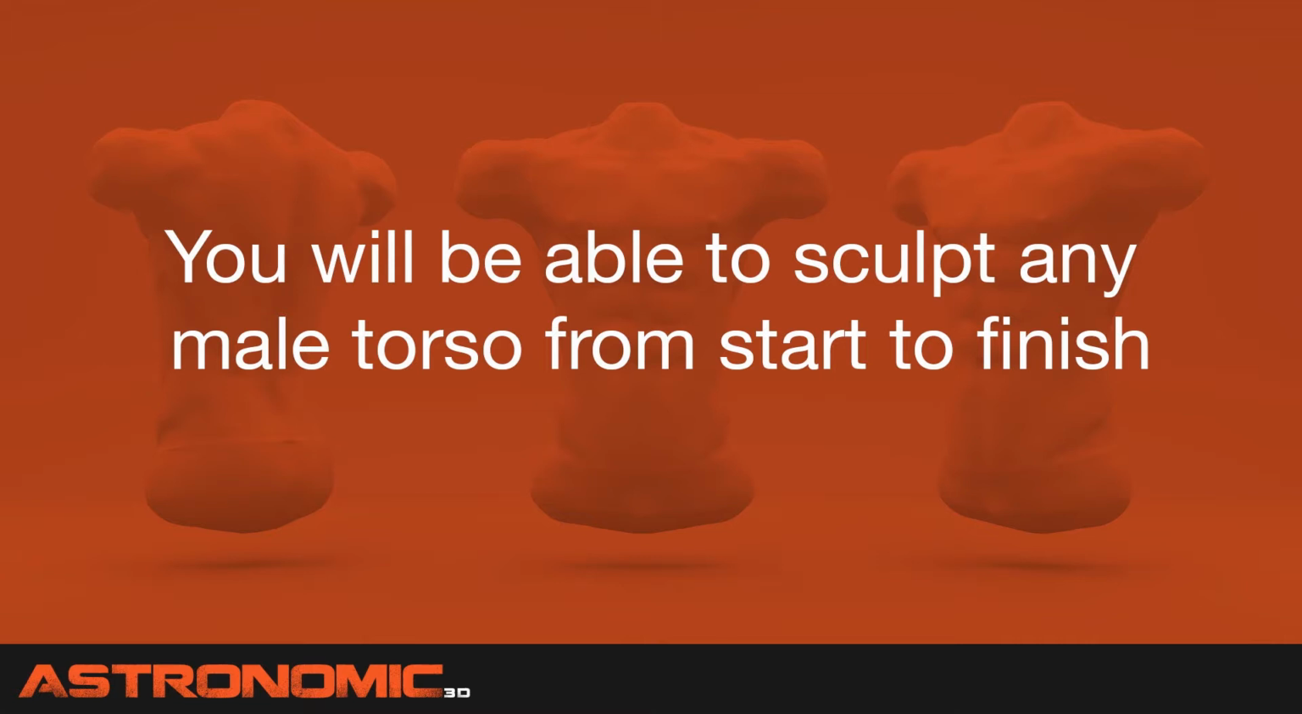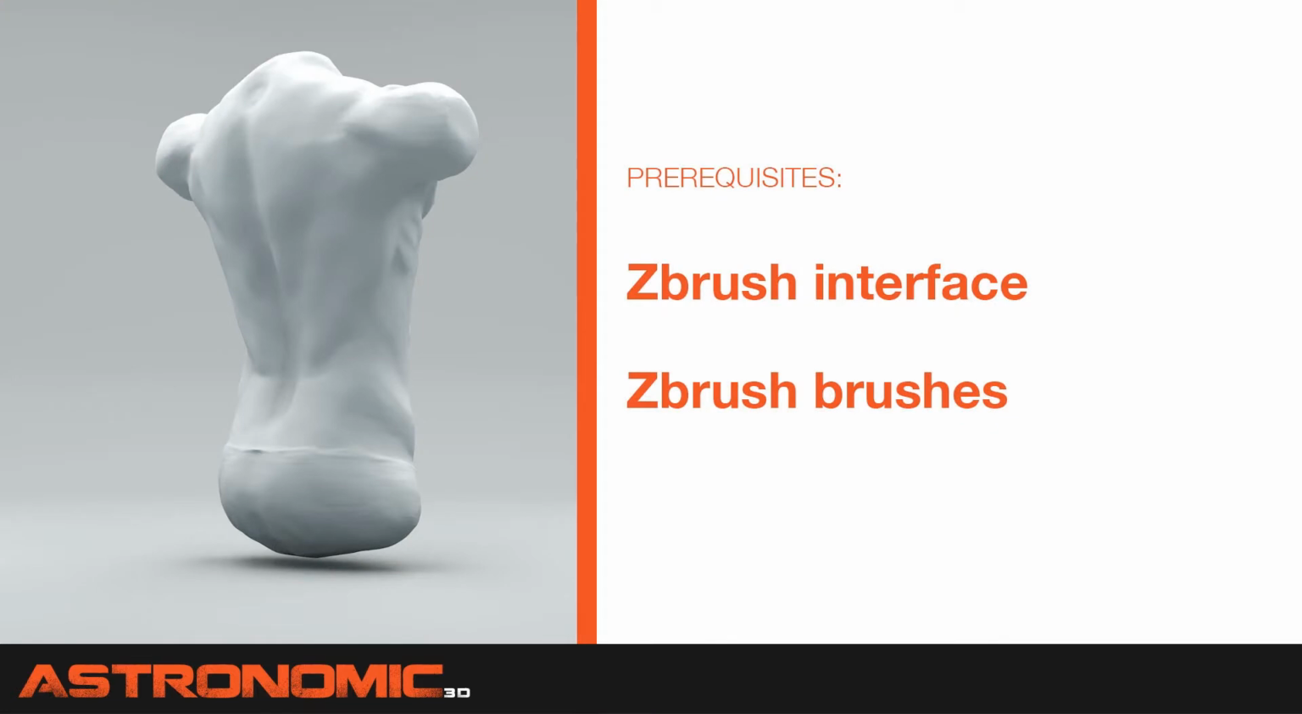By the end of this course, you'll be able to sculpt any male torso from start to finish, with an understanding of the human anatomy of the male torso, an understanding of using low resolution to help you sculpt easier, and tips and techniques for making a more realistic male torso. Before beginning this course, you should have an understanding of the ZBrush interface and ZBrush brushes. So let's get started.